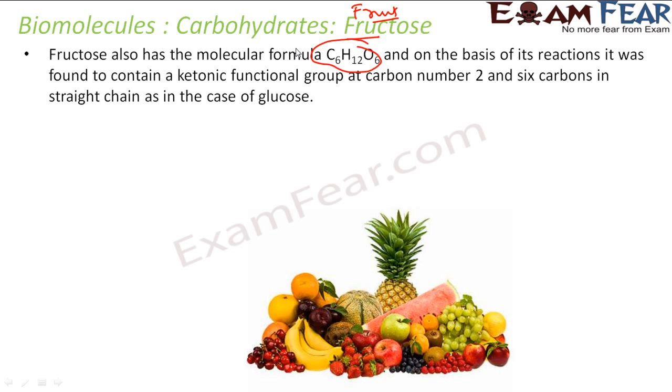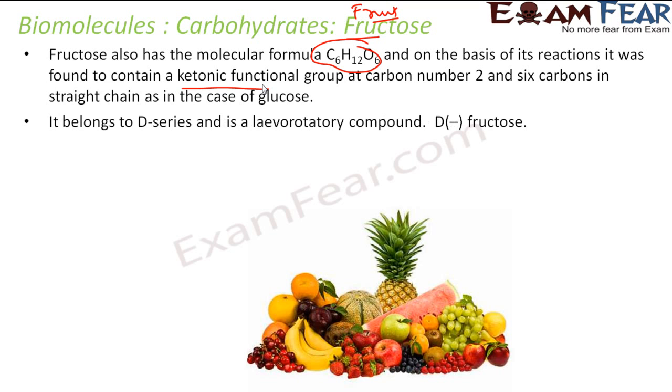and on the basis of the reaction, it was found that it has a ketonic functional group. So glucose and fructose have the same formula, but glucose was aldehydic and this has a ketonic functional group. And as I told, it belongs to the D series, and it is also a levo-rotatory compound. Glucose was a dextro-rotatory compound, so we used D plus. Here it is D minus.